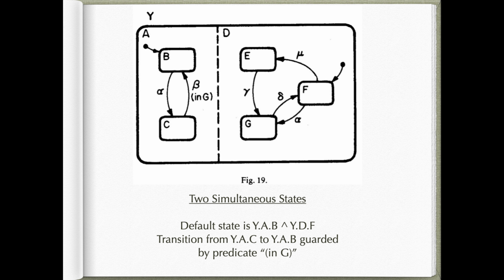What this shows is that one can decompose a problem solution as multiple orthogonal machines, or simultaneous states as he calls them, when it makes sense to talk about them that way. If this weren't a toy example, one might look at the A state and say, by default it goes to B, and if there's an alpha transition it goes to C, and if there's a beta event and the other machine is in G, then we go back to B. And the D machine likewise has various transitions shown on it.